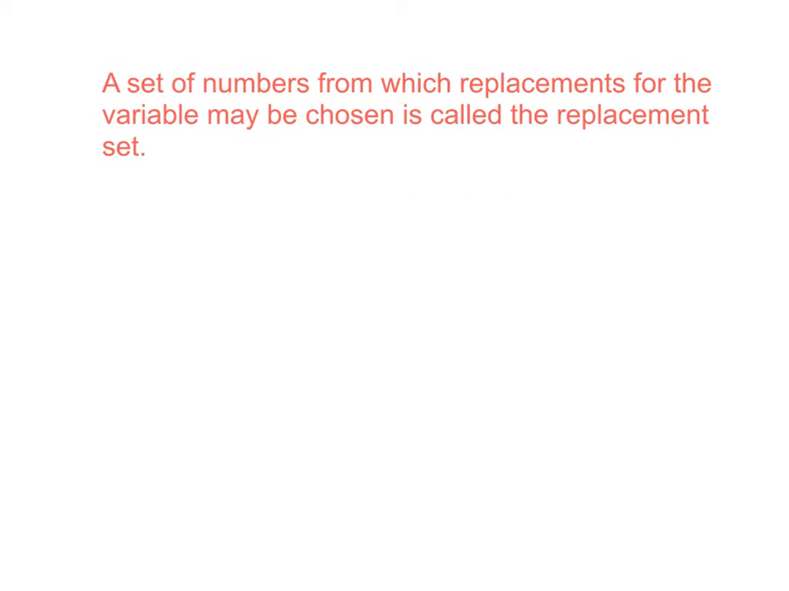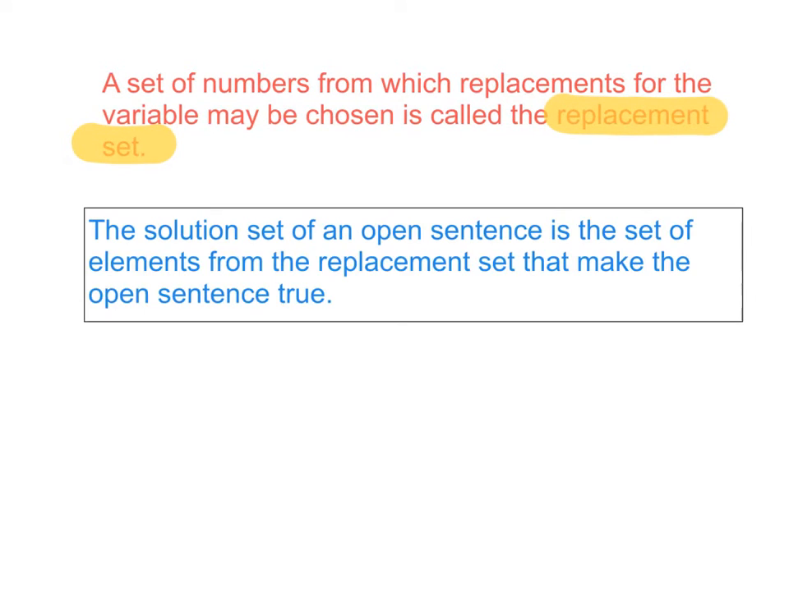A set of numbers from which replacements for the variable may be chosen is called the replacement set. The solution set of an open sentence is the set of elements from the replacement set that make the open sentence true. So if that sounded confusing, don't worry. It's about to be all cleared up right now.